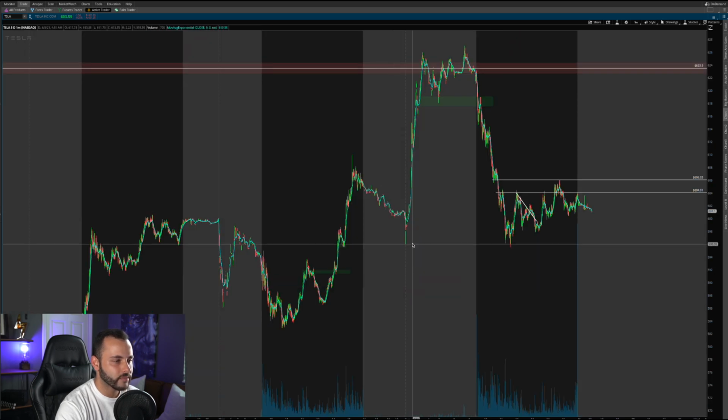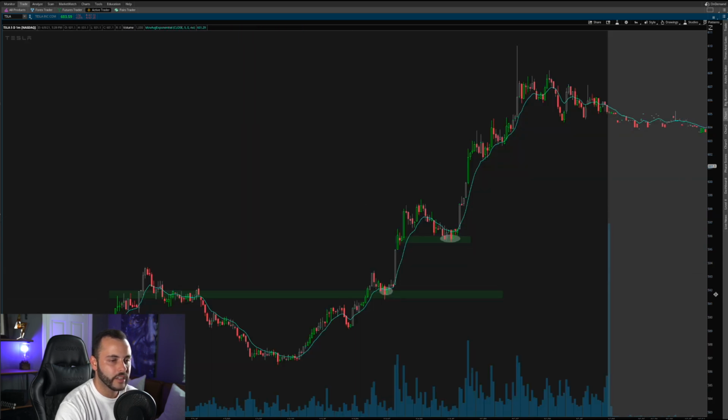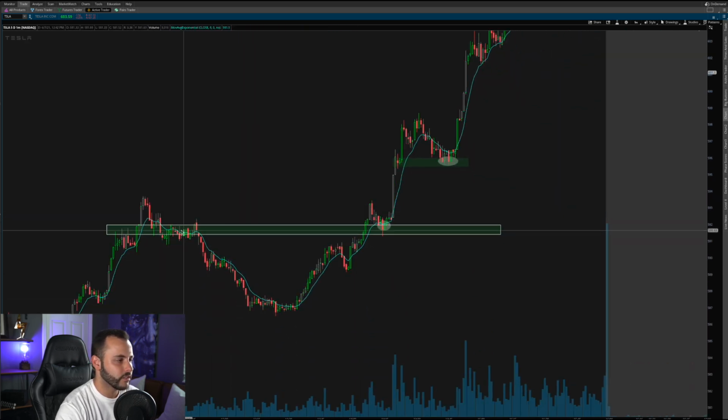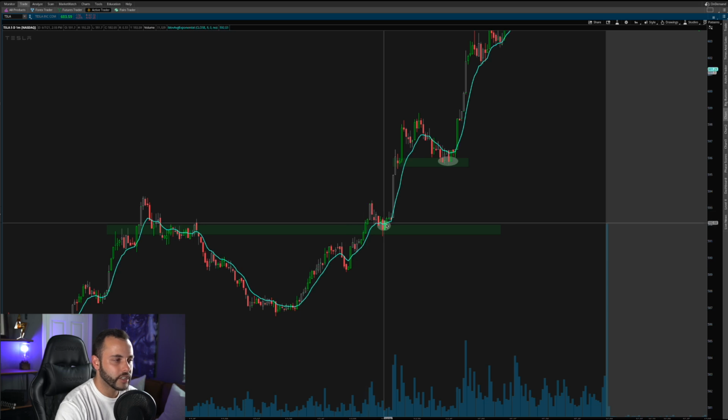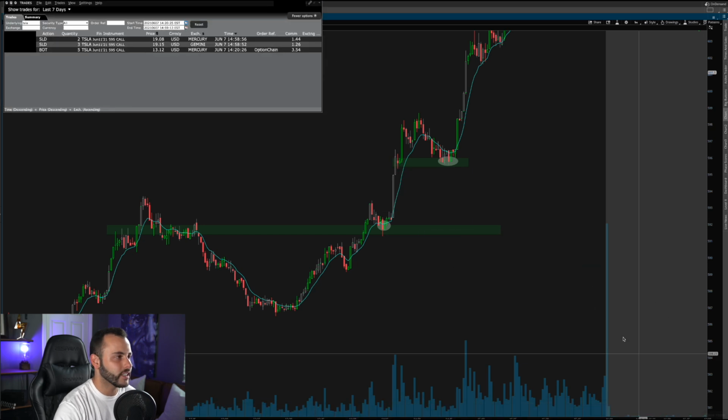So if we go back into this chart, we can see both examples here. Right here, number one, resistance, broke it, turned it into support. Resistance, broke through it, turned it into support. Two really good examples of the break and retest. Now I'm going to pull up my trades on Tesla so we can see exactly how I use this to get into some really nice trades on Tesla here.